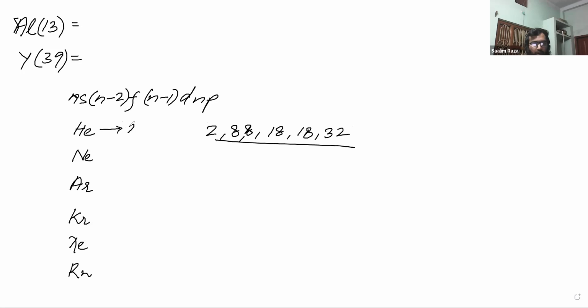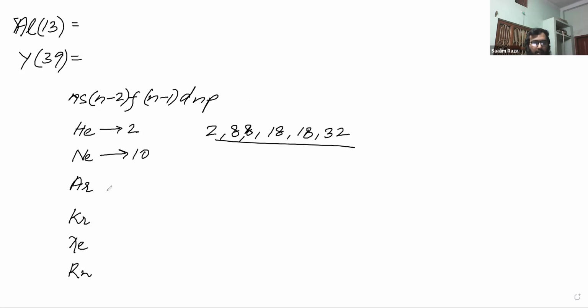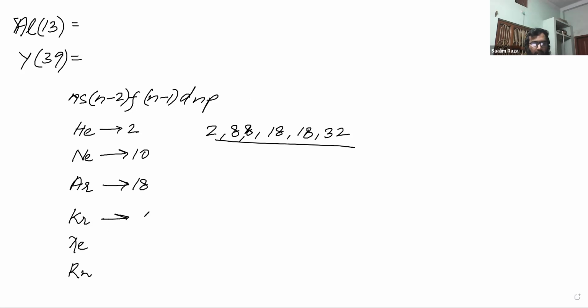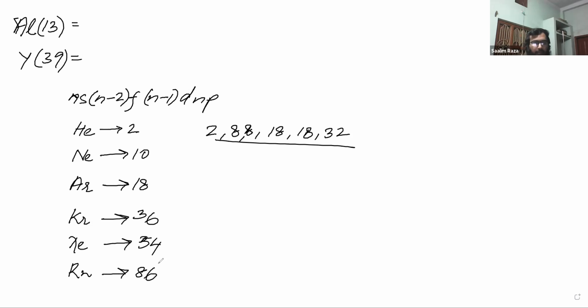Helium will go for 2, then you have to add 8. If you add 8, then 2 plus 8 will be 10. If you add another 8, this will be 18. If you add 18, then it will be 36. This will be 54 and this will be 86, right? This is 1, this is 2, 3, 4, 5, and 6.